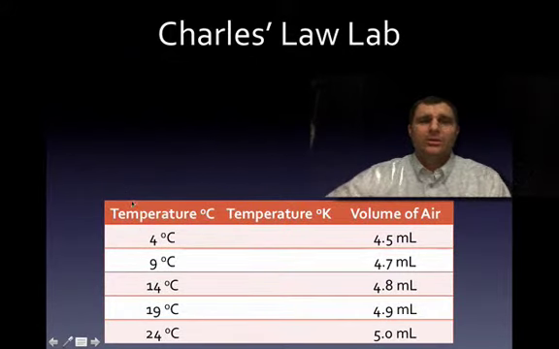Once you do, you're going to create a table that looks something like this. Now, here's your temperature in degrees Celsius. That's what your thermometer is marked in. And you're going to record the volume of air from your graduated cylinders right here.